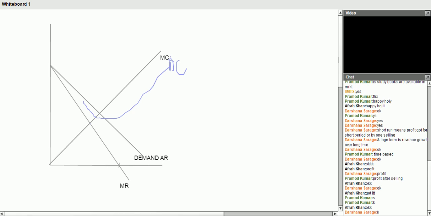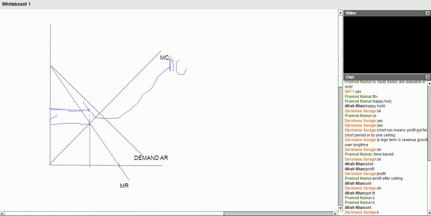Now this is the first point of equilibrium, because at this point the marginal cost is cutting the marginal revenue curve from below. So this is the first point of equilibrium. From this we are going to draw a line towards this side. Then taking this line further, we will see that this is the point on the average cost which this equilibrium line is touching. So from there we are going to draw a line again.